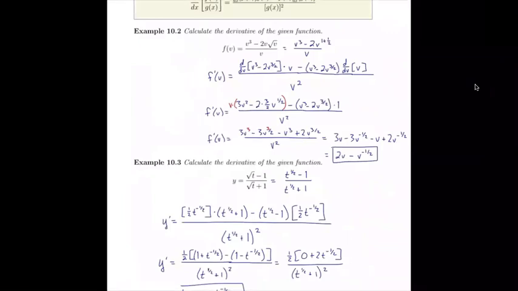So another example, calculate the derivative of the given function. We have y equals root t minus 1 over root t plus 1. So we just have to remember that root t is square root of t, so that's t to the 1/2 for both instances. And we're going to do the derivative of the numerator times the denominator.